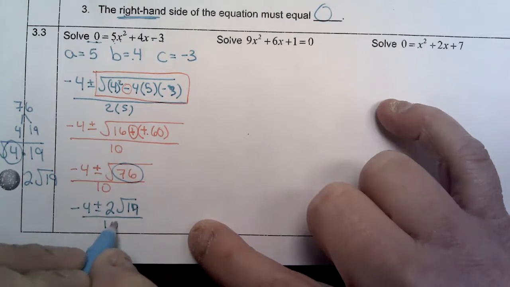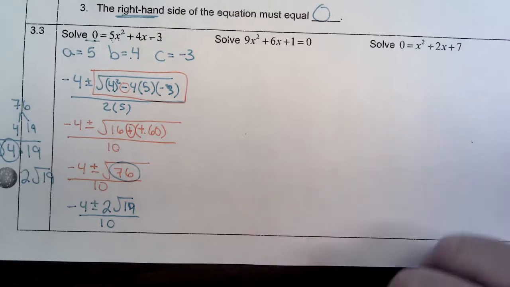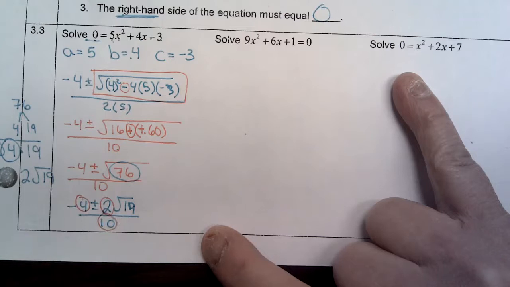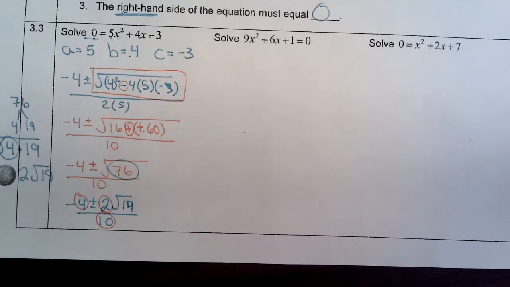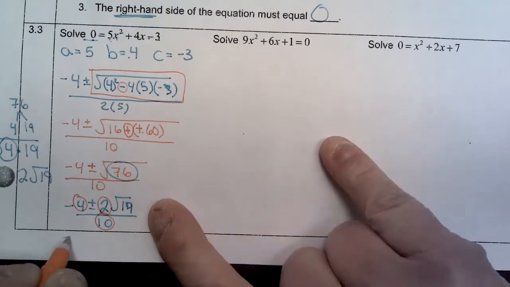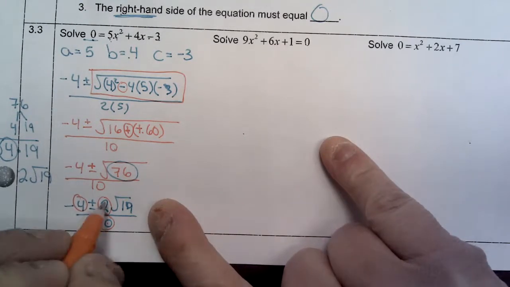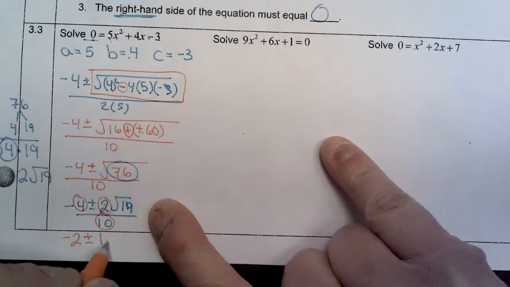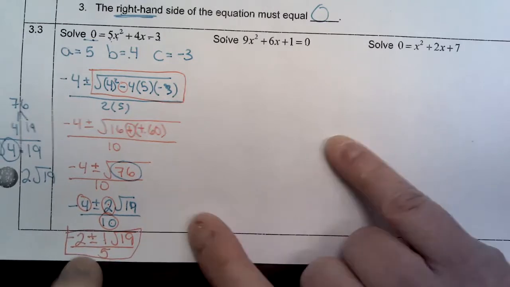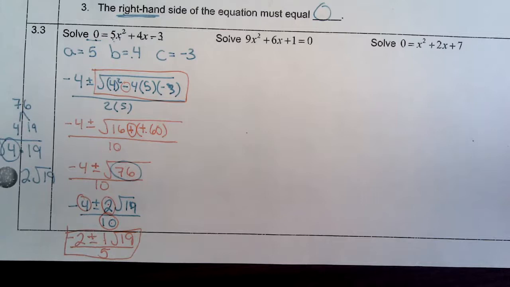But now I have one more thing I need to check when I'm simplifying. Is there a greatest common factor between those three? Yes, there is. It's 2. So I'm going to divide every one of these by 2. I wind up with negative 2 plus or minus 2 divided by 2 is 1, so that's just 1 square root of 19, or just the square root of 19, all over 5. You need to work on getting proficient at simplifying like that, because especially once you get into geometry, we don't accept it not simplified.